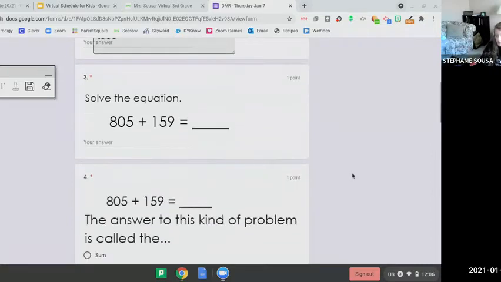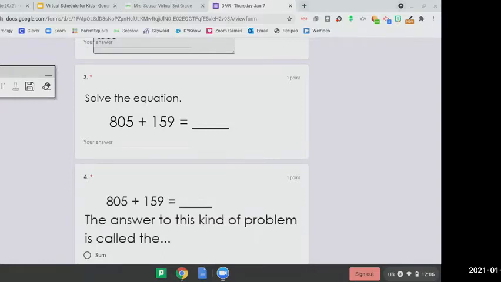Next up, solve the equation. Solve this equation. You have 805 plus 159. I will switch cameras and solve that for you on my paper because I do not have a whiteboard, so I am using paper.